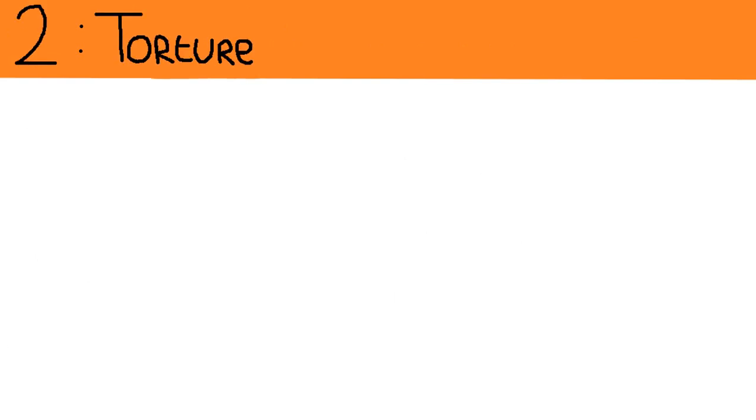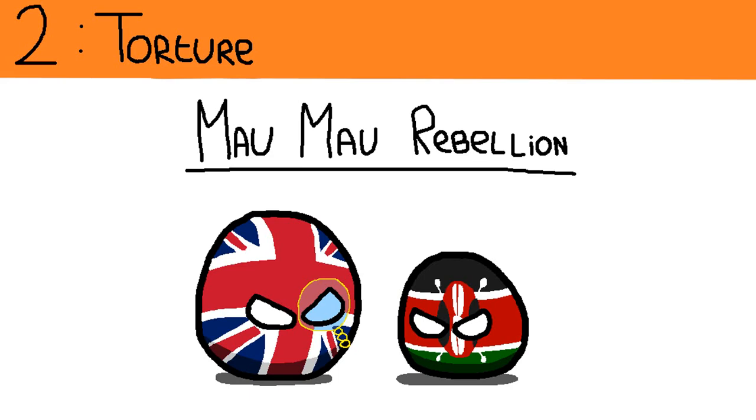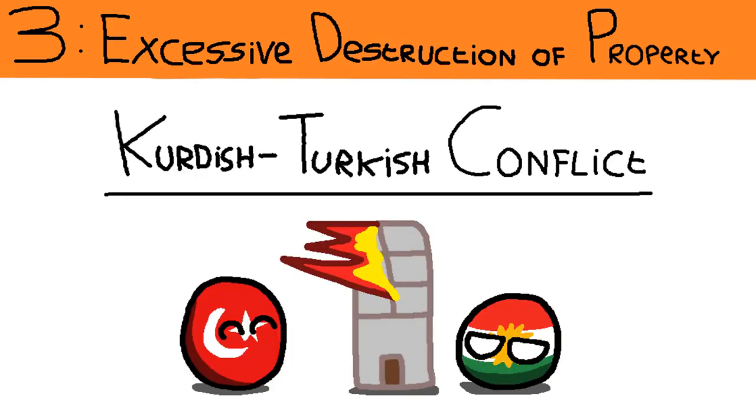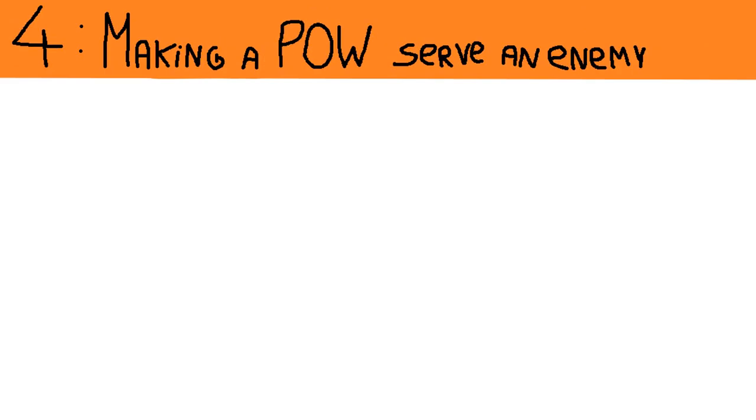Number 2. Torture, such as when Kenya rebelled from Britain during the Mau Mau Rebellion. It didn't end well. Number 3. Excessive destruction of property. Turkey seems to be destroying Kurdish towns in the ongoing conflict between them, if only they would sign those protocols.